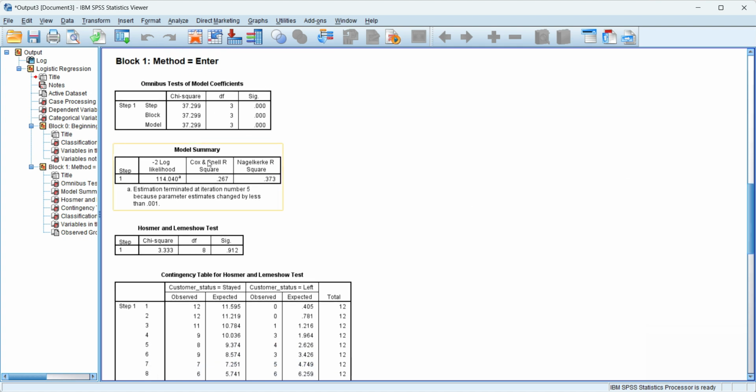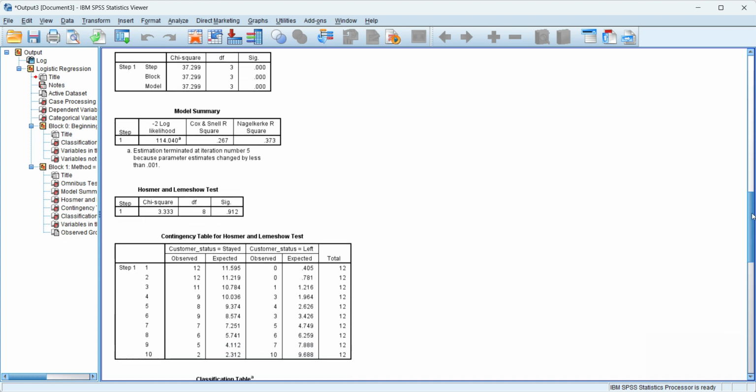The most important is the model summary, where according to Cox and Snell, R square is 0.267. It means all three independent variables explain 26.7% of variance in the dependent variable, which is customer status, in the case of customer stayed and customer left. So we just categorize the results below for further detail. As well, Nagelkerke R square is 0.373, which means 37.3% of variance is explained in customer status.